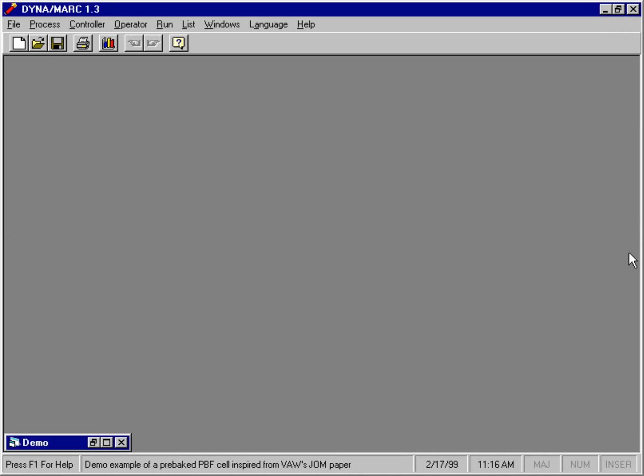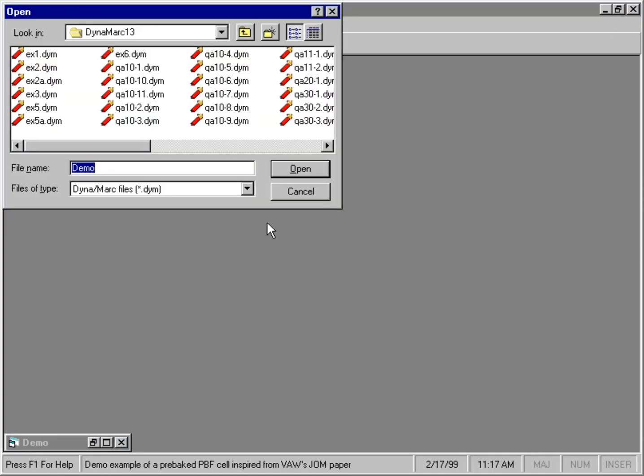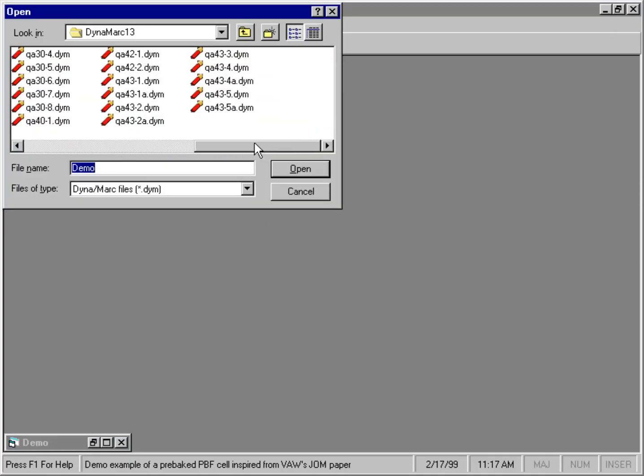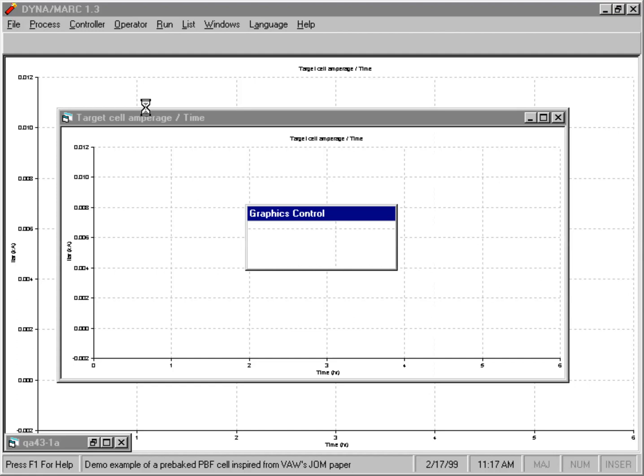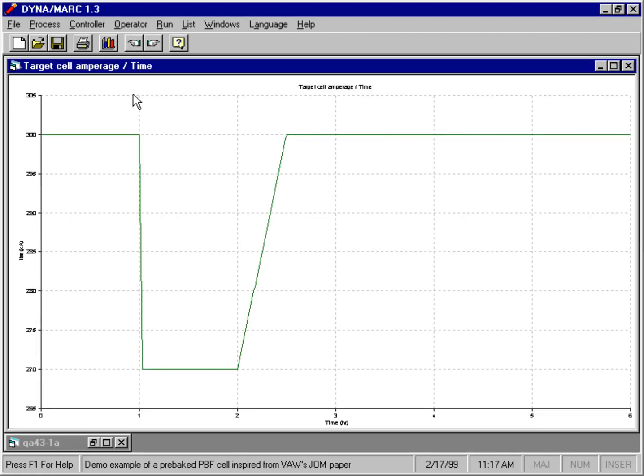Next addition is the current curtailment facility. Here in this example, starting at 300 kiloamps, we drop the amperage after an hour by 30 kiloamps, run at 270 kiloamps for an hour, and ramp back up the amperage to the initial 300 kiloamps in 30 minutes.